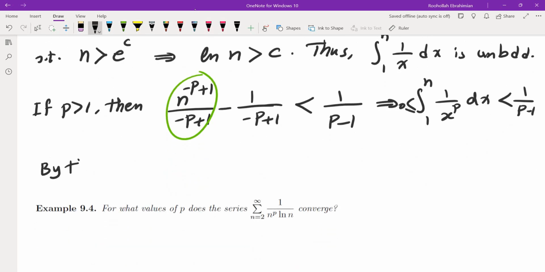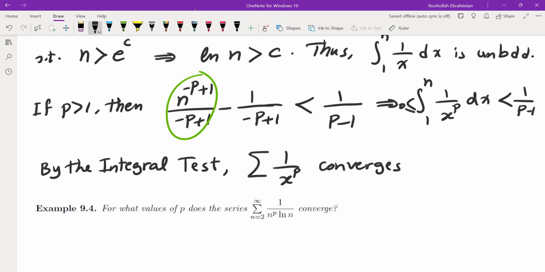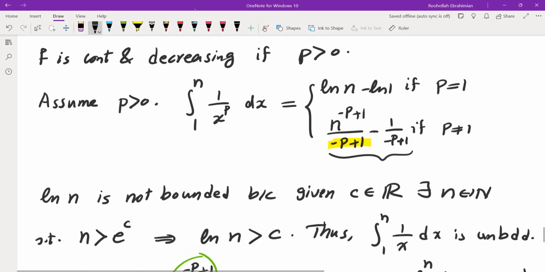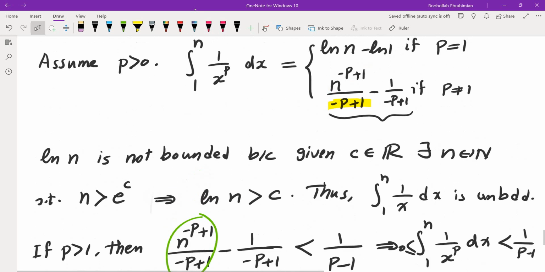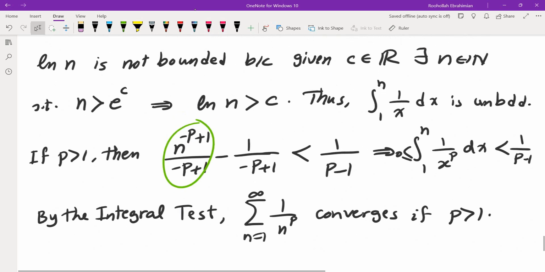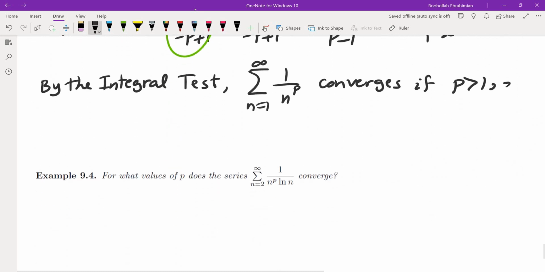So by the integral test, it's bounded, the sequence is bounded. By the integral test, the sum of 1 over n to the p, n equals 1 to infinity, converges if p is more than 1. So far we have shown that, and we have also shown that for p equals 1 it diverges.